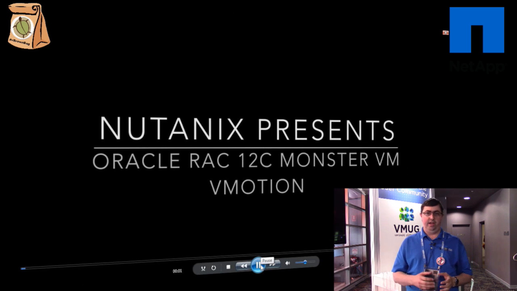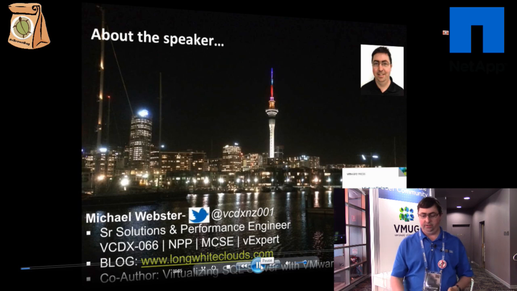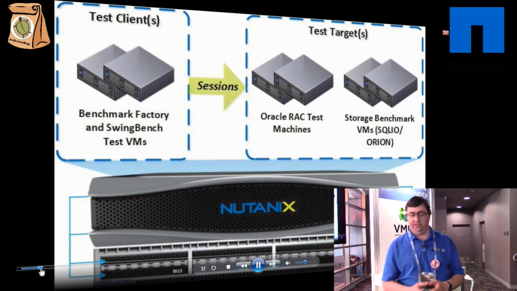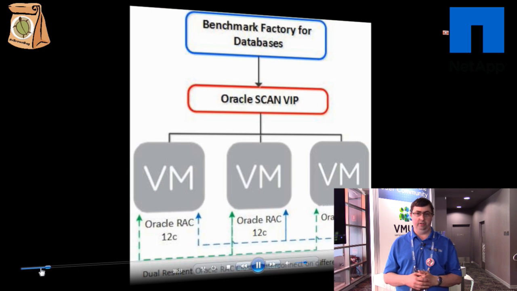So what we've got today is Oracle RAC 12c with 3 nodes, monster virtual machines, set up in a test environment. And this is the test environment here. We've got one Nutanix appliance with 4 nodes in it. We've got the test harnesses running on one node, and then the Oracle RAC virtual machines running on the other 3 nodes. We're using Oracle RAC 12c with Single Client Access Name to load balance all the connections.